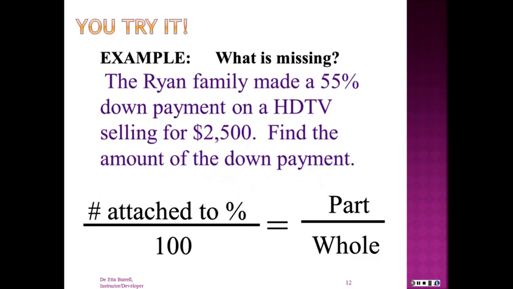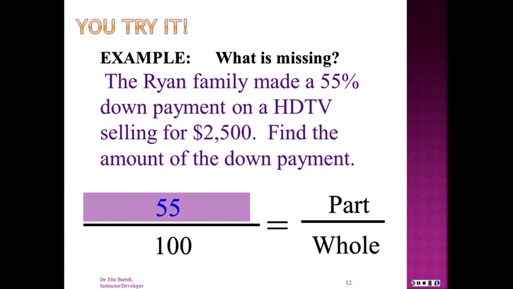The Ryan family made a 55% down payment on an HD TV selling for $2,500. Find the amount of the down payment. What's missing? Do you have the percent? What is that? 55. Okay? Do we have either the whole or the part? Which one do we have? The whole. We know how much the whole TV costs, so that's $2,500. So you're missing the part here.